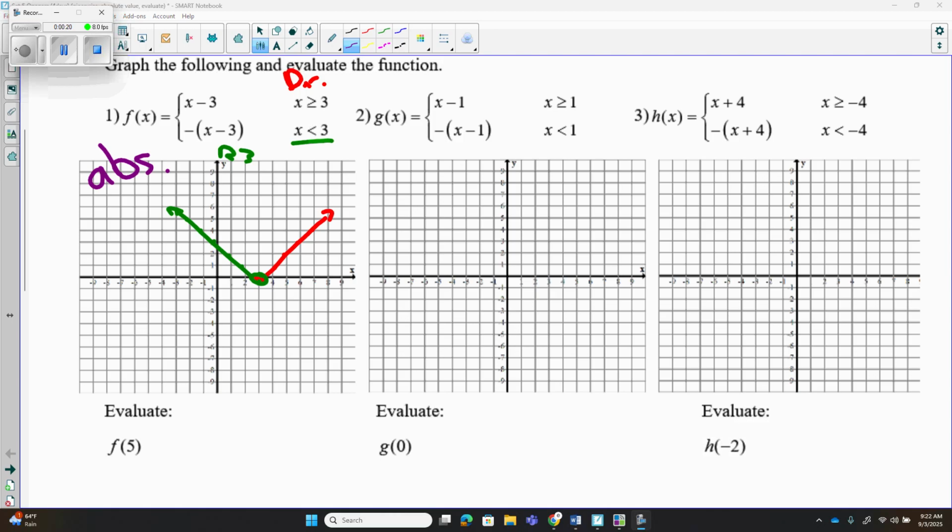The actual, if I was going to write this, would be f of x is equal to the absolute value of x minus 3. This is what the function really looks like. Okay? If I was writing it down.